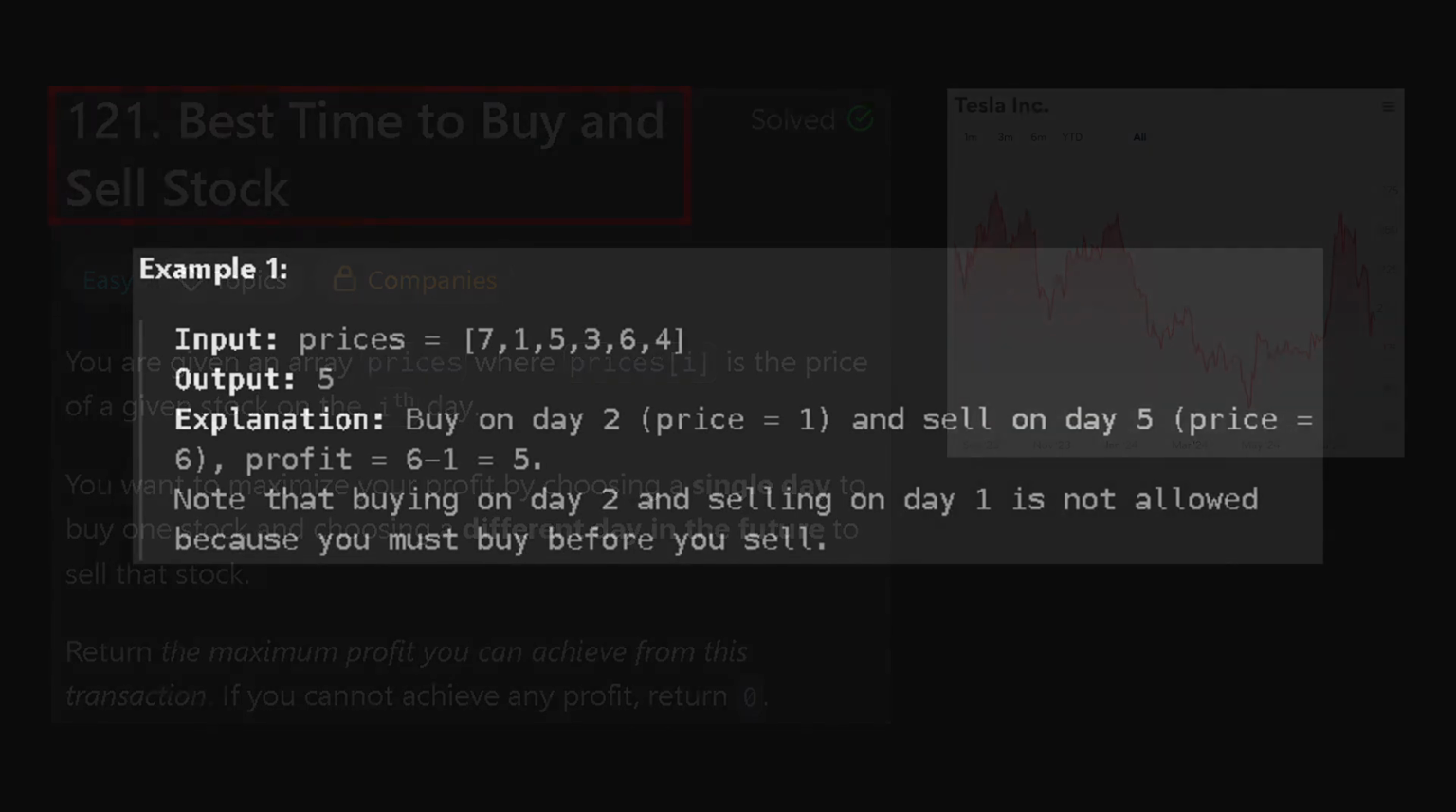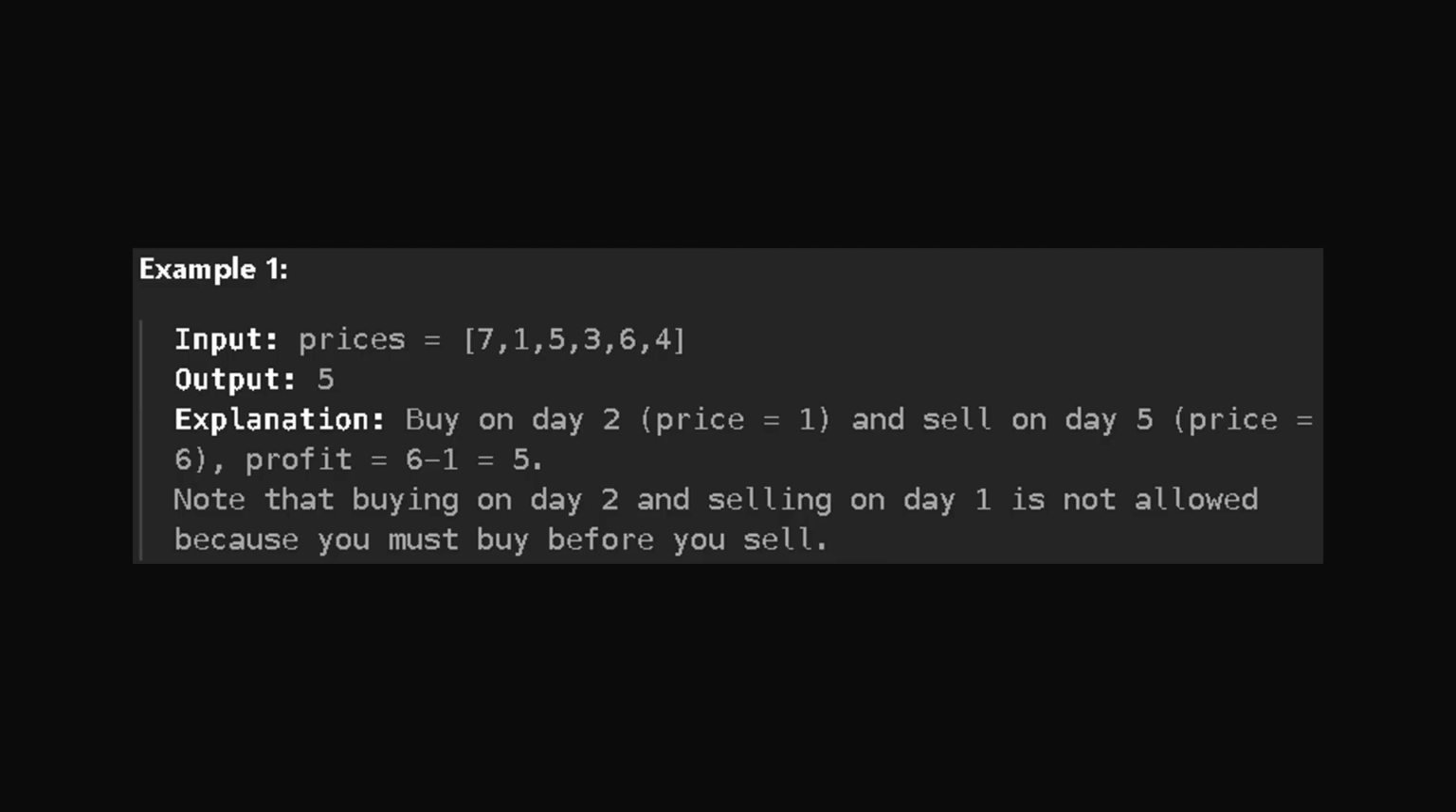Let's look at an example where prices equal [7, 1, 5, 3, 6, 4]. The best choice here is to buy on day 1, which is index 1, where the price is 1. Sell on day 4, where the index is 4 and the price is 6. So the profit is 6 minus 1, which equals 5. That's the max we can make, so the output is 5.